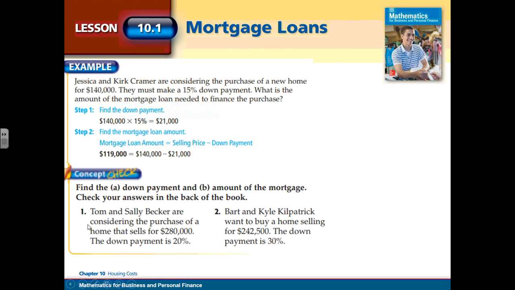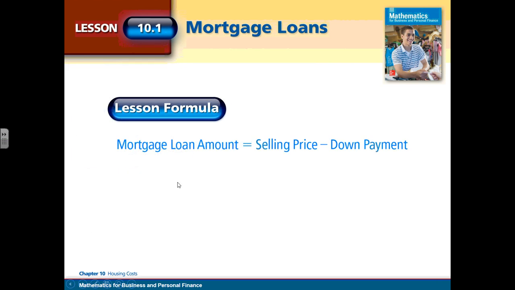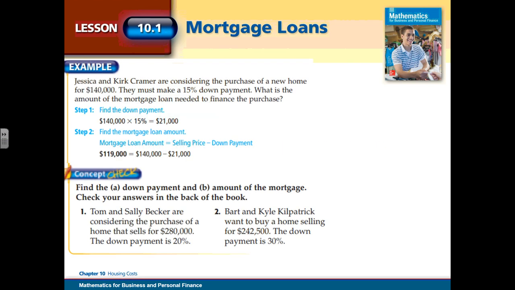The formula for mortgage loan amount is your selling price. So it's what the purchaser and the buyer agree that they're going to sell the house for, minus whatever down payment you put down on the house. So your mortgage loan amount is the selling price minus the down payment. Again, pause this if you need a little bit more time to fill out your notes.